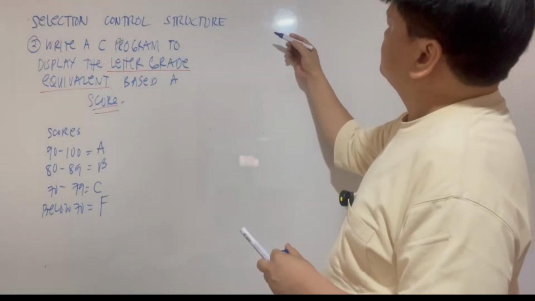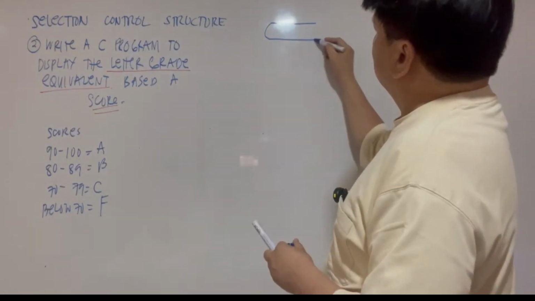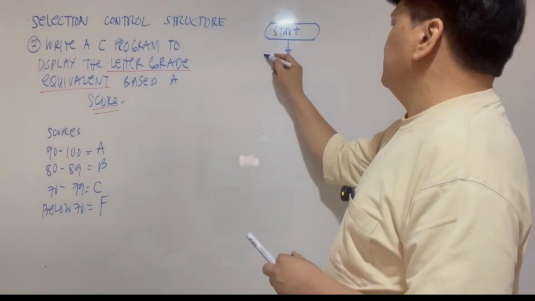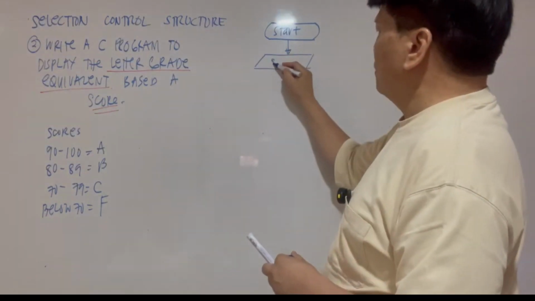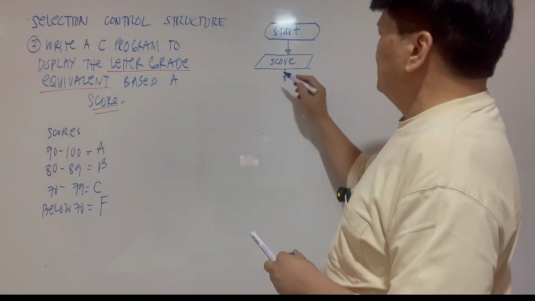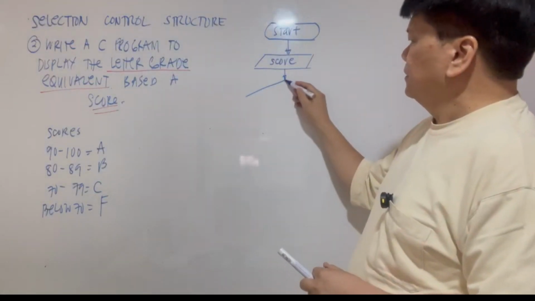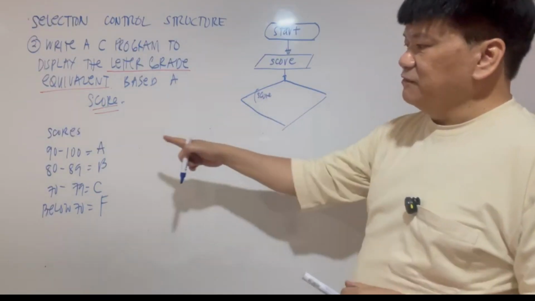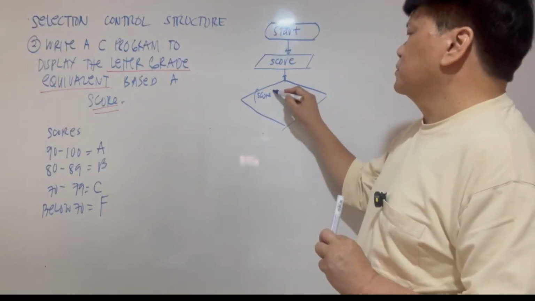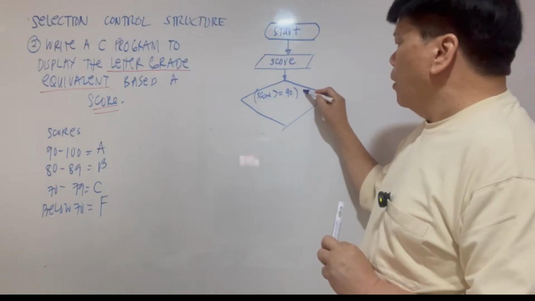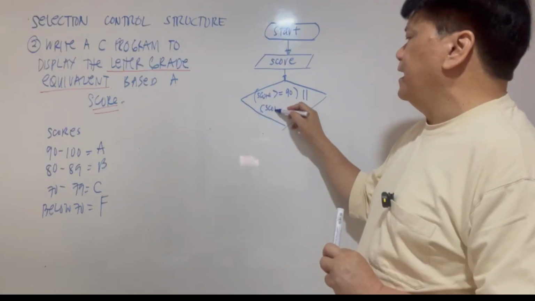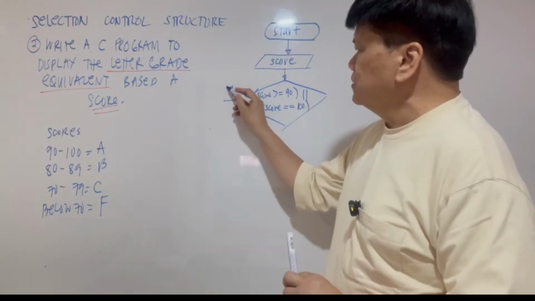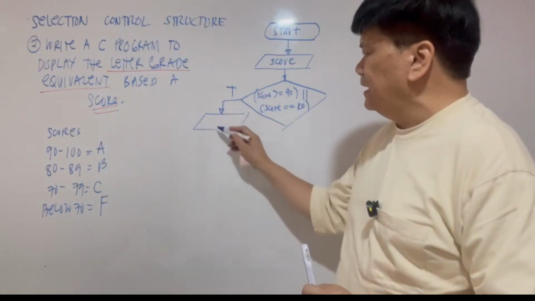So, we start with this. Then, let's input. Our input is the score. Then, followed by the testing or the condition asking whether the score, let's have the first range, score is greater than or equal to 90. Or we can also test score is equal to 100. So if the score is within this range, let us put the true here. If it is true, let's display or output the letter A.